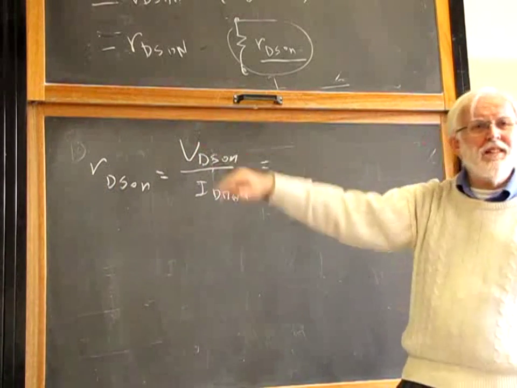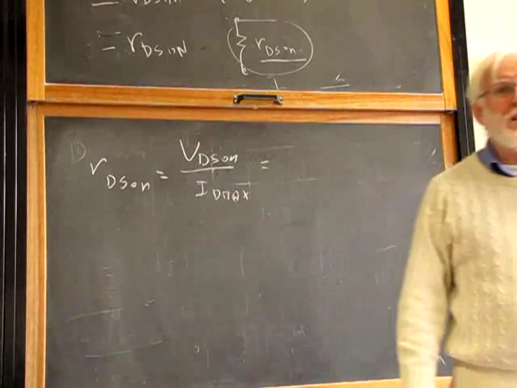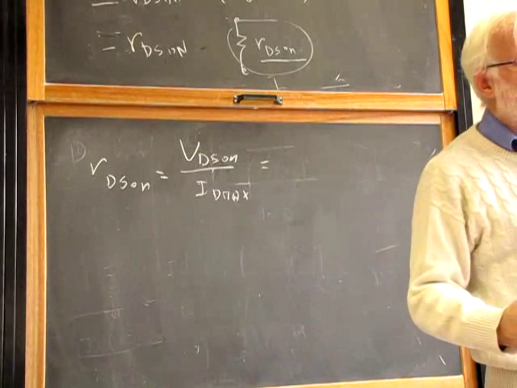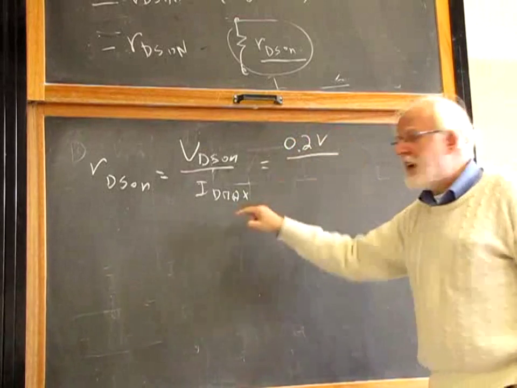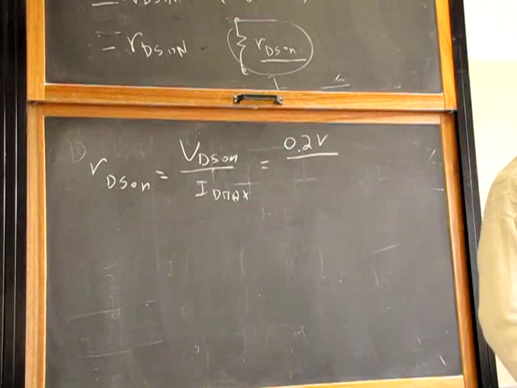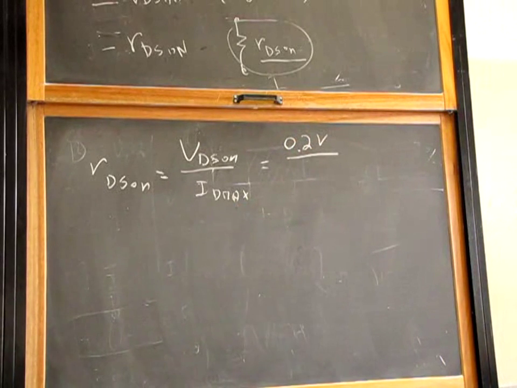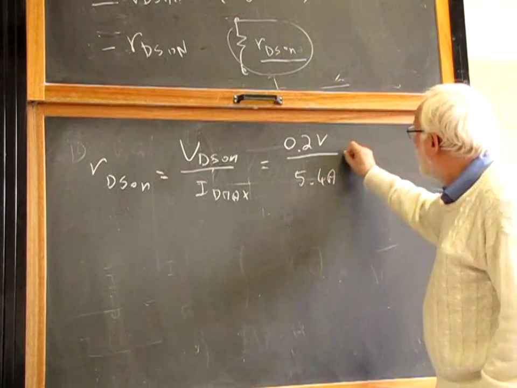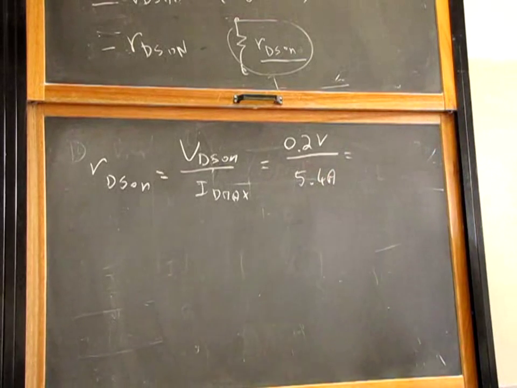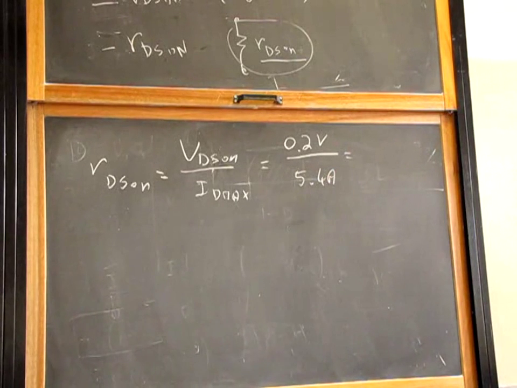How much did we say? 0.2 volts, 0.3 volts, something like this. 0.2 volts divided by ID max. How much is ID max? You can put 5.4 amps, or you can put 5 amps. Nothing changes. Let's put 5.4. It turns out to be something like 37 milliohms, 36 milliohms.